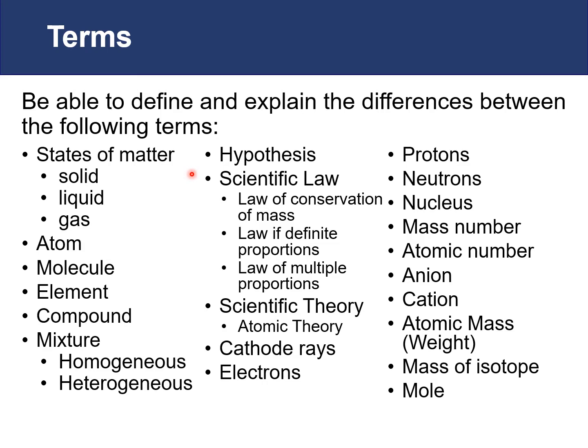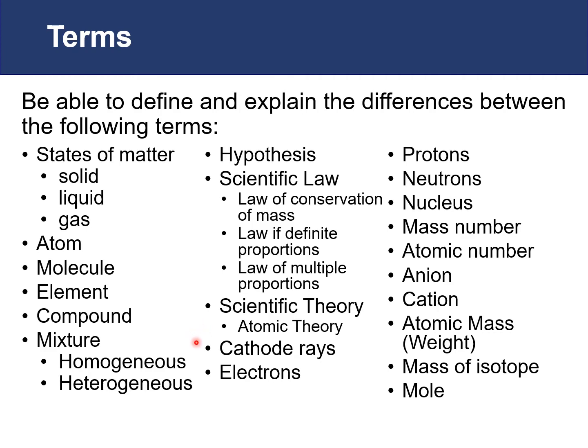And in terms of the scientific method, what is meant by a hypothesis, a scientific law, and we will be using the examples of the law of conservation of mass, law of definite proportions, law of multiple proportions. Then what do we mean by a scientific theory, using as our example the atomic theory?